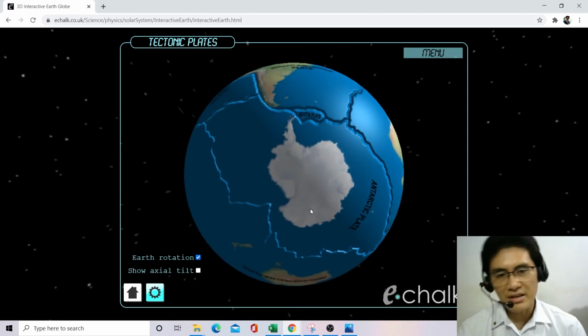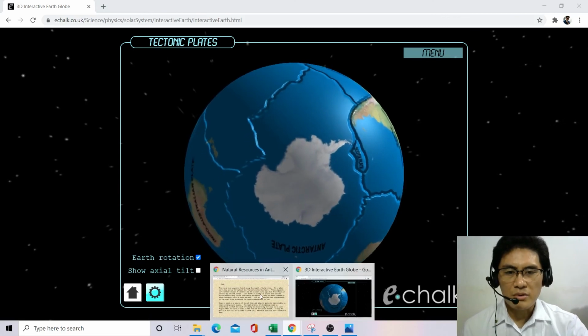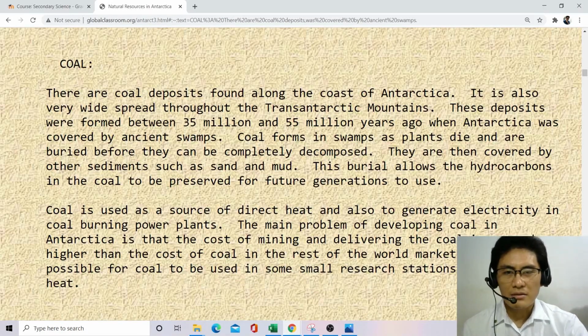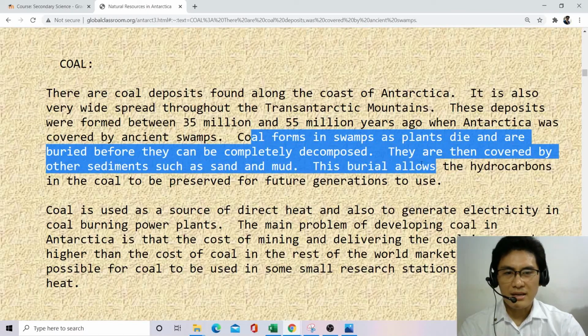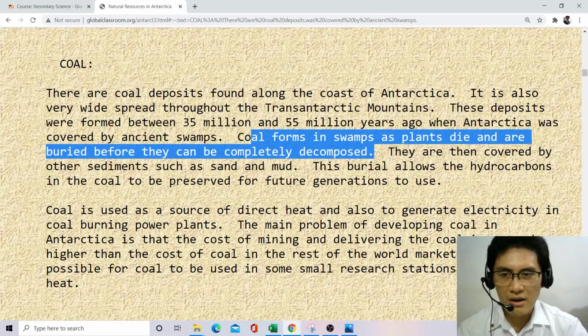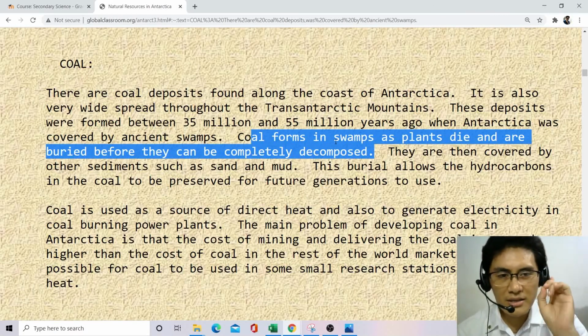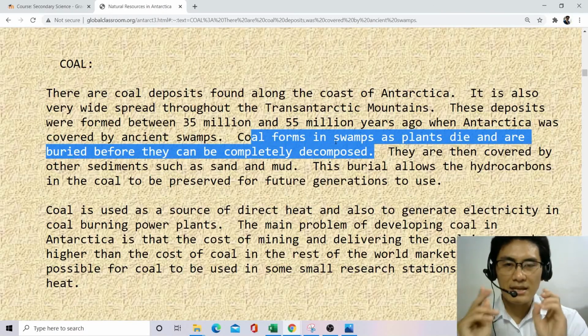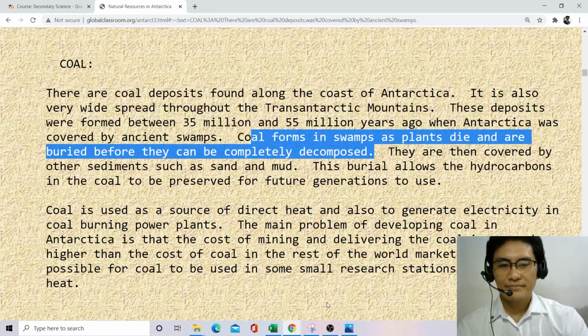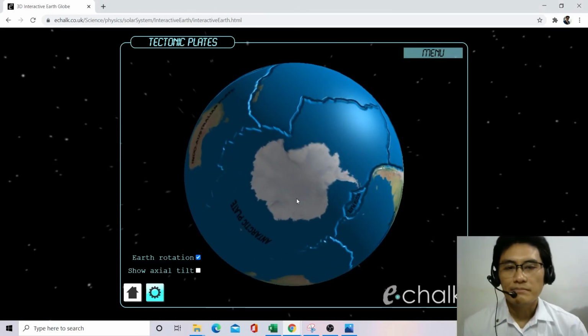And then they discovered that there are coal deposits. Okay, so what is coal? So coal is actually formed from plants as they die, and if they're buried in swamps, right? So take note, coals are formed from plants as they die when they are buried in swamps. So the keyword there is plants. So there must have been plants in Antarctica, because otherwise, how can it form coal?